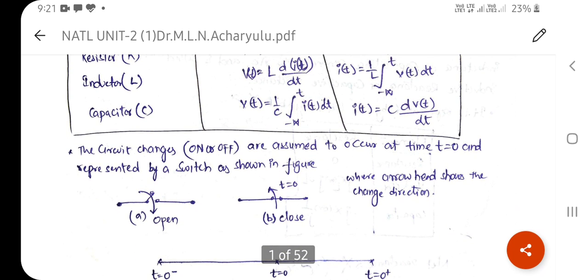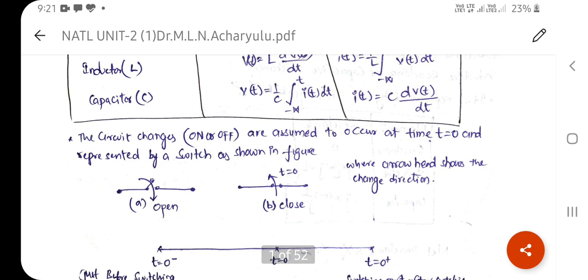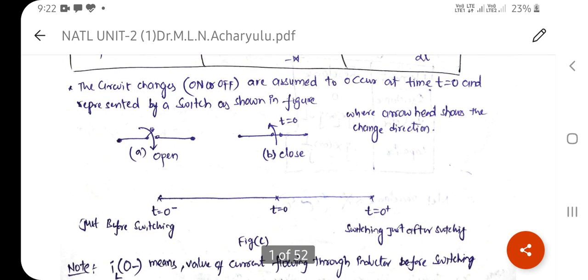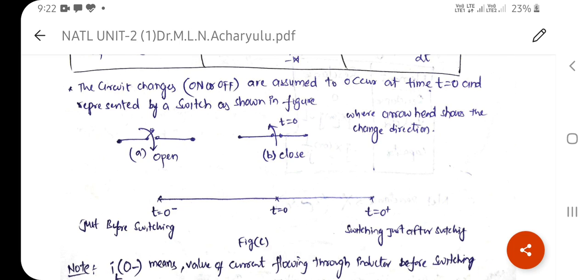Just to observe here, if the circuit is open, then there is no signal passing through. If the circuit is closed, then the signal is passed. So therefore, it is represented like this: when it is an open circuit, the switch is open like this is the direction. And if we take a switch that is closed at t equal to 0, the arrow head shows the change of direction like this. This is the generalizing notation for time switching activities with respect to the signals.